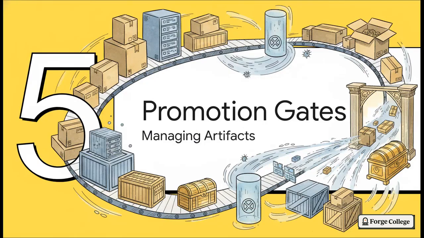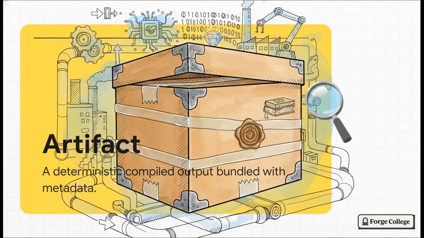Let's move along to Zone 5. The code has survived the gauntlet of tests, and now it's time to box it up with artifacts and promotion gates. What exactly are we boxing up here? An artifact. In our pipeline, an artifact is a deterministic, compiled output bundled with metadata and solution documentation representing a release candidate.